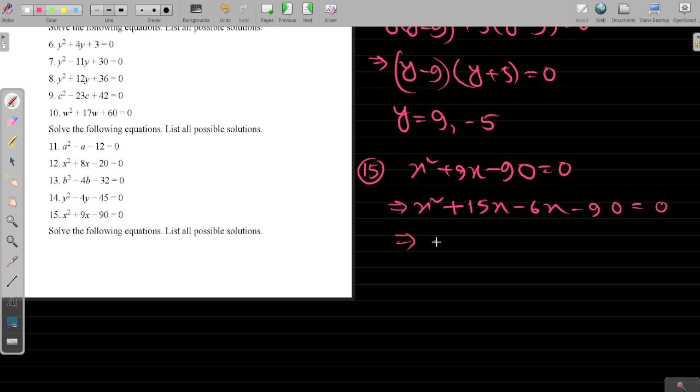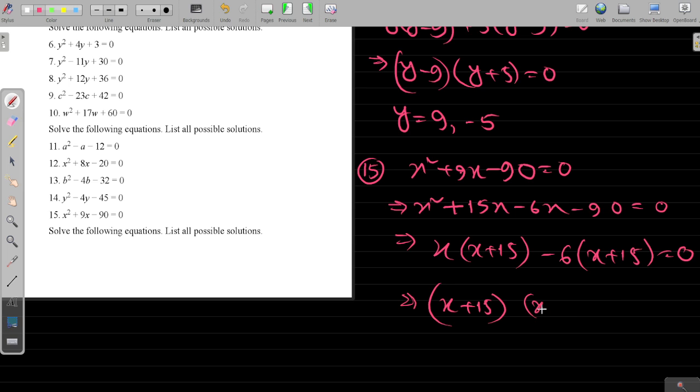Okay, so x, if I take common x plus 15, and here if I take common minus 6, then x plus 15 equals 0. Then you will get x plus 15 and here x minus 6 equals 0. So x equals 6 and minus 15. So this is our answer.